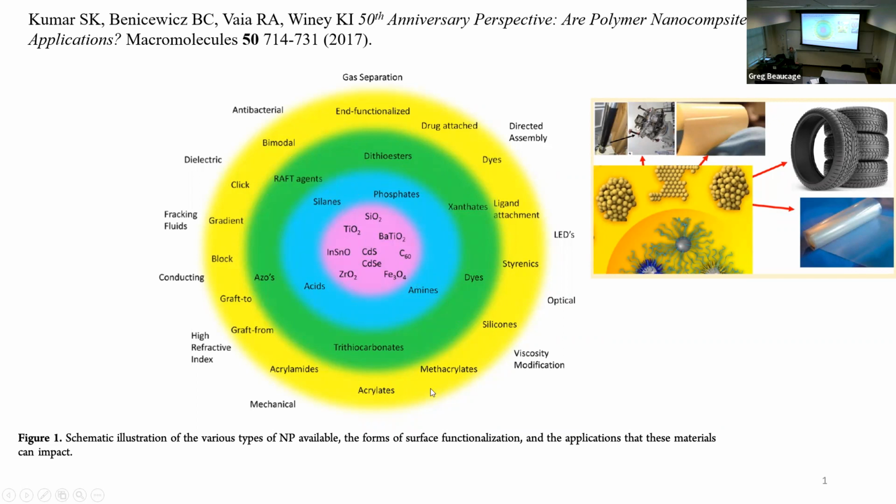Then you're going to have some kind of reactions that you do, like RAFT, which is a simple chain growth polymerization method. There's thiols and azos and whatever different ways. I don't know what dyes are doing here, but these are the reactions you use to couple between the matrix and the polymer.